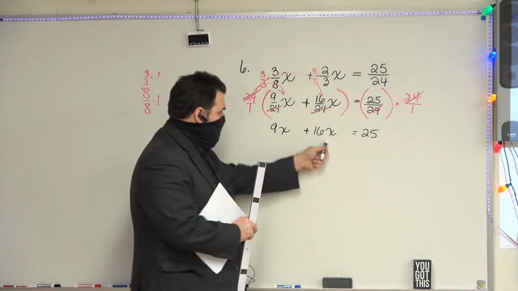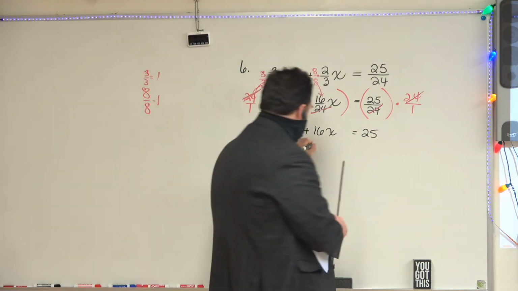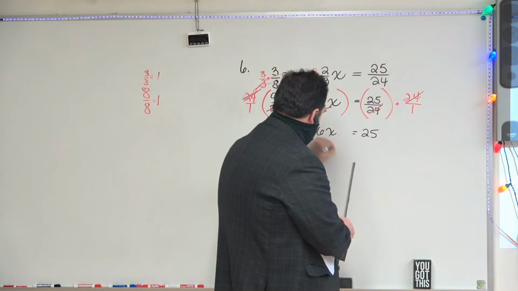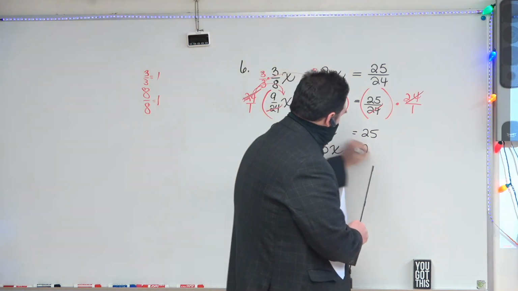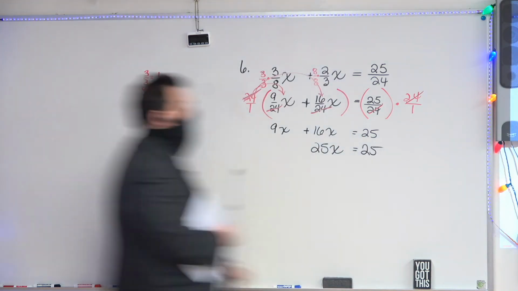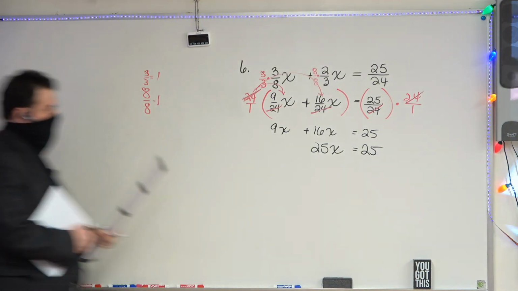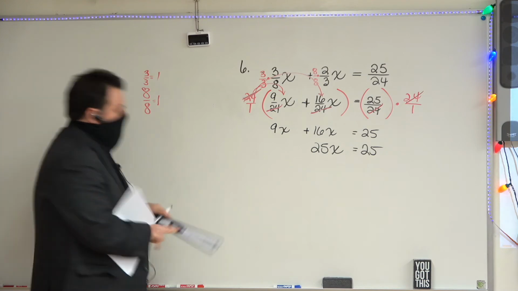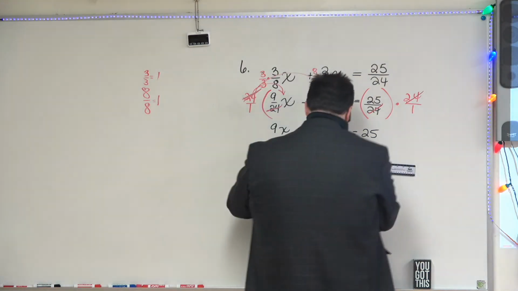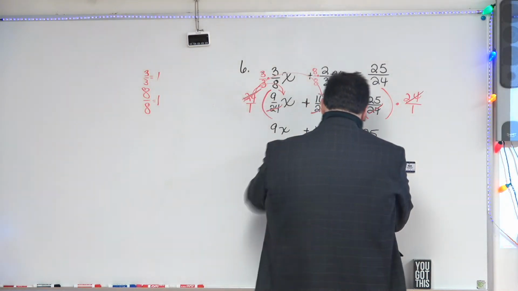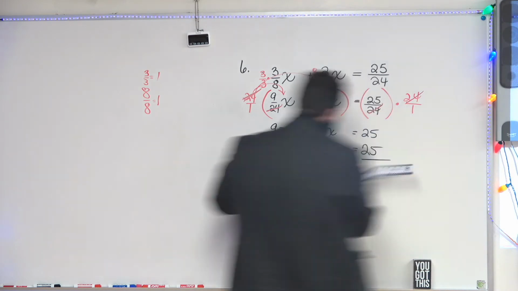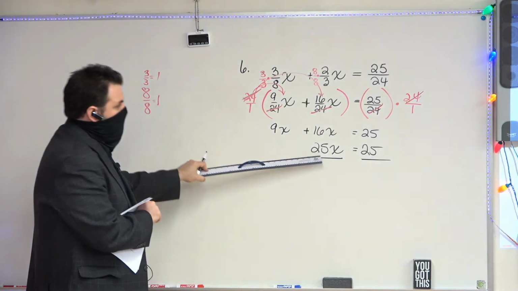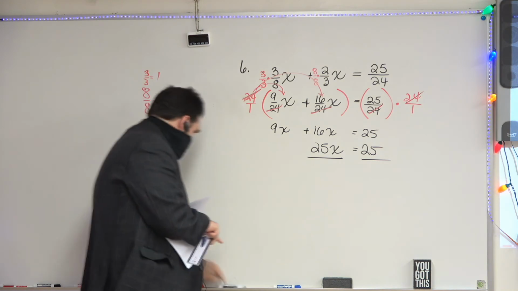What is 9x plus 16x? 25x equals 25. Now what do I do? Divide both sides by, what do we call this number? Do you remember the vocabulary term?